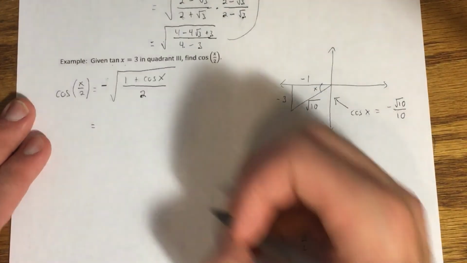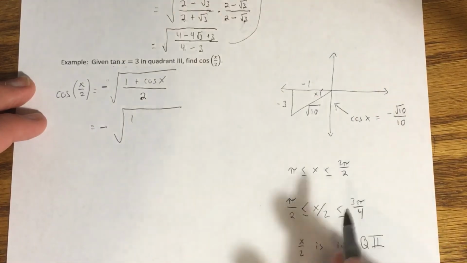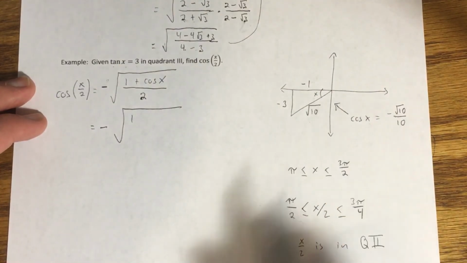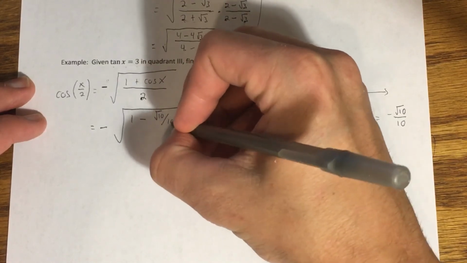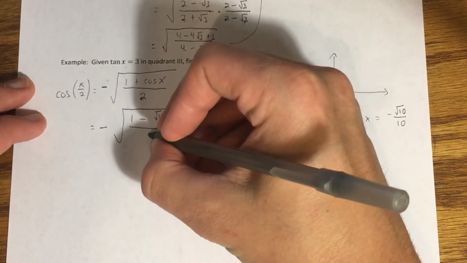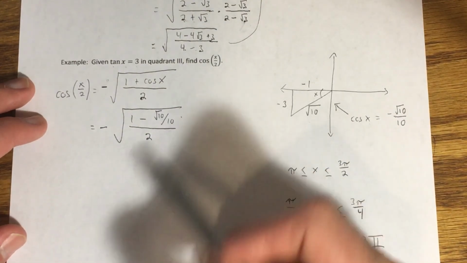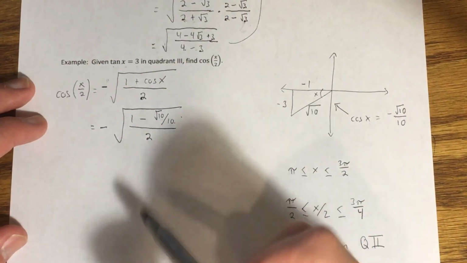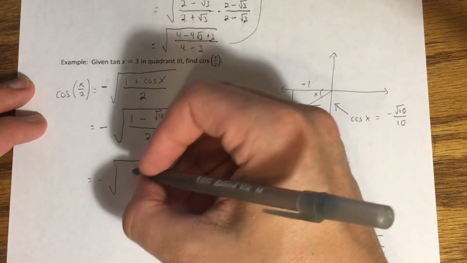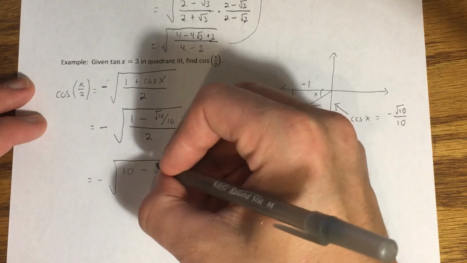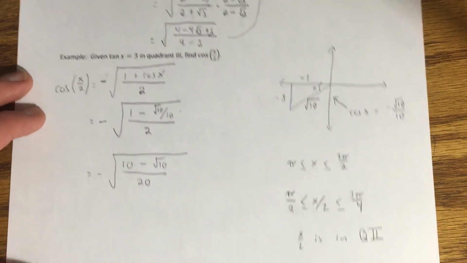What next? That's equal to negative square root of 1. And again, we found cosine of x. It's negative root 10 over 10. So let's say minus, since it's negative, root 10 over 10 over 2. Now I want to multiply my numerator and denominator by 10 to clear out that denominator. So this is going to equal negative square root of 10 minus root 10 over 20. Okay?